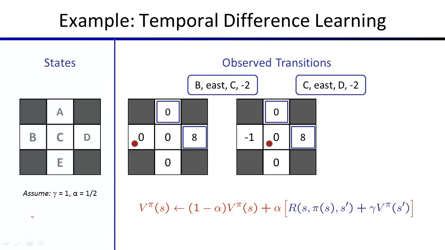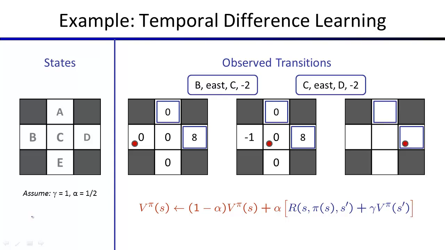Next transition, from C, we take the action east, land in D, get a reward of -2. What do we have now? We start in state C, which means that the only state that will change value using temporal difference learning will be state C. The other ones stay the same. So we still have -1, 0, 0, 8.